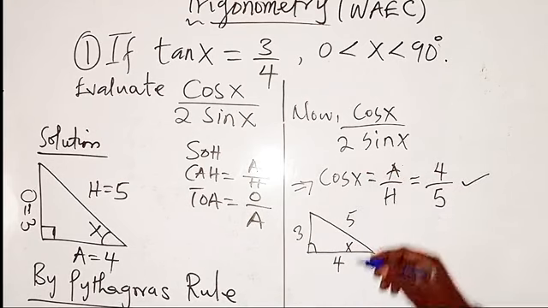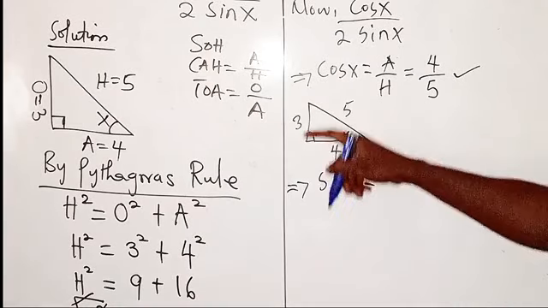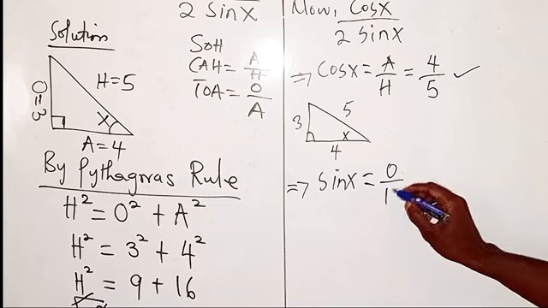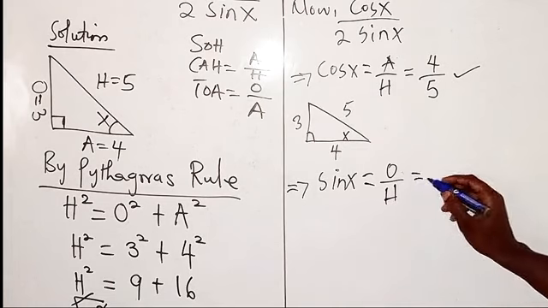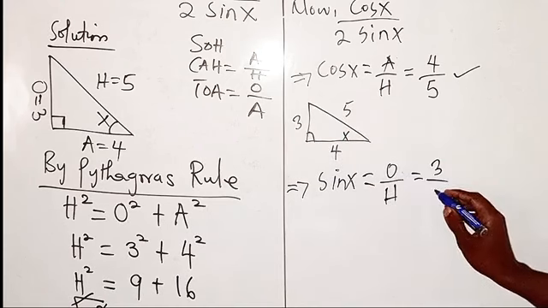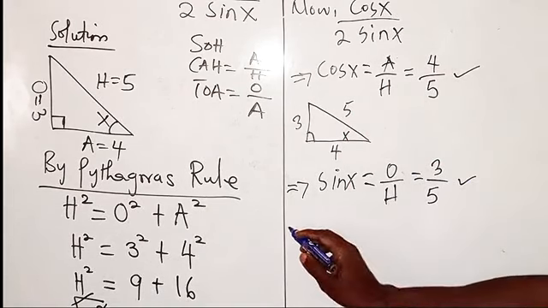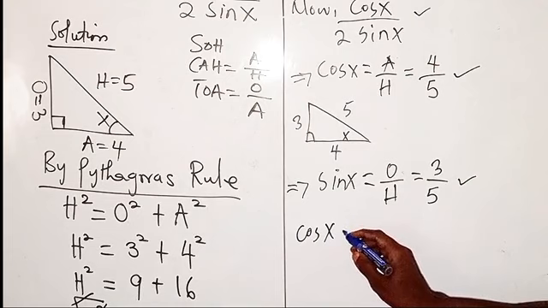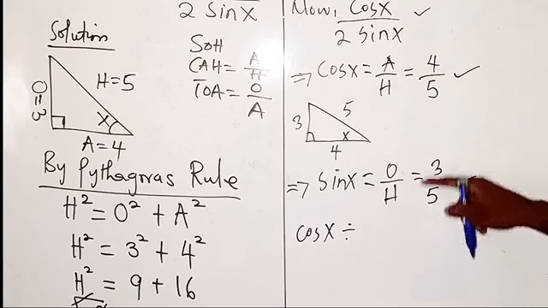Now, what will sine x be? We look at this diagram also. Sine x is opposite over hypotenuse. The opposite here is 3, and the hypotenuse is 5. Can you see? We have 3 over 5. Having this, we can now bring what they ask us to find, that is cos x divided by 2 sine x, because we are having cos x in fractional form and this also in fraction form.